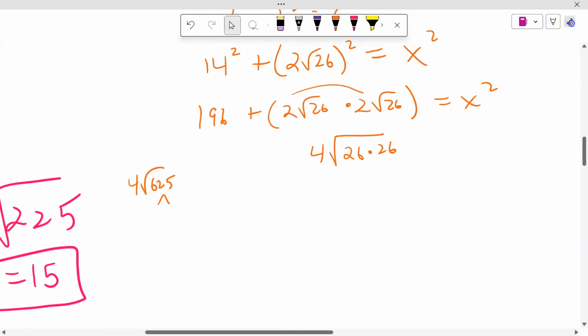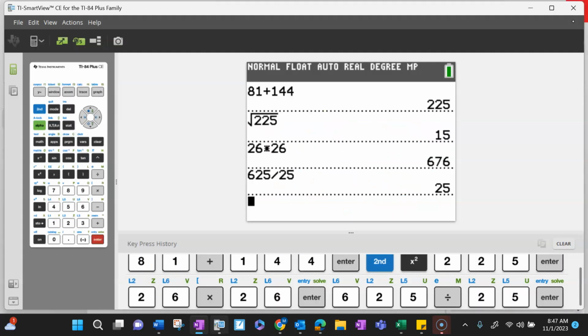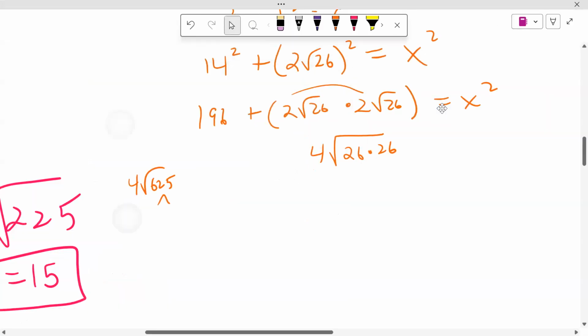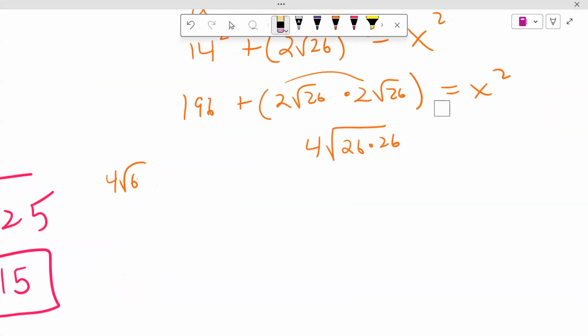Oh, shoot. Everybody, I'm making a silly mistake. Come on, Field. Let's go back. It's not 625, it's 26, it's 676. All right, that was weird. 676. I'm writing the wrong numbers down, folks. So 676. So we'd have to break that down.